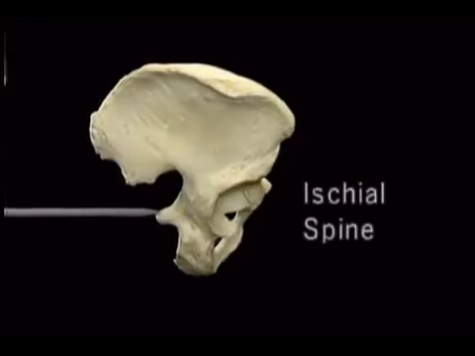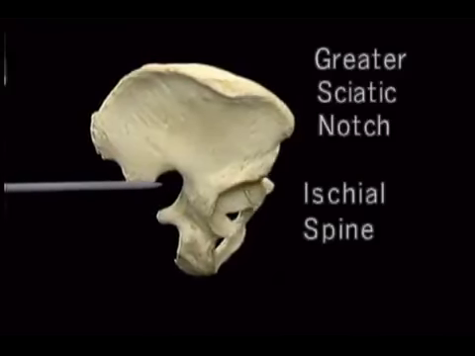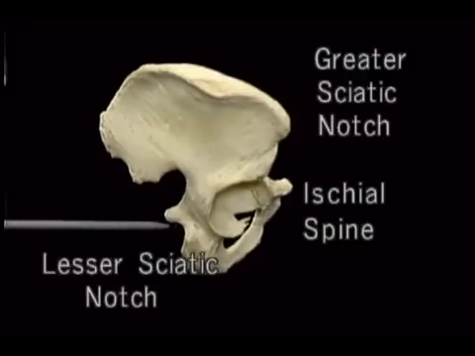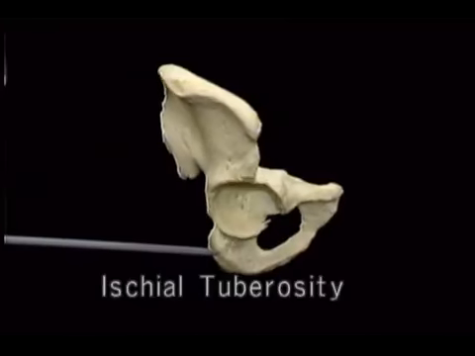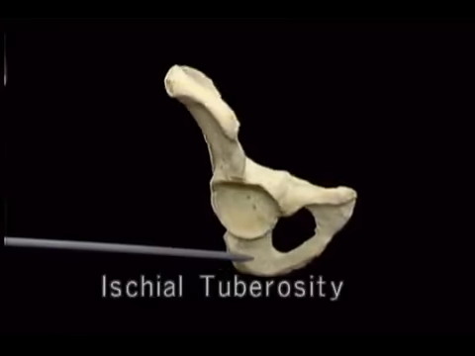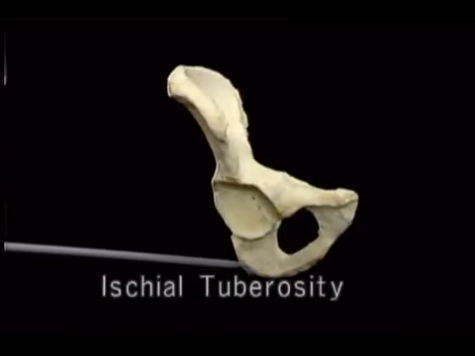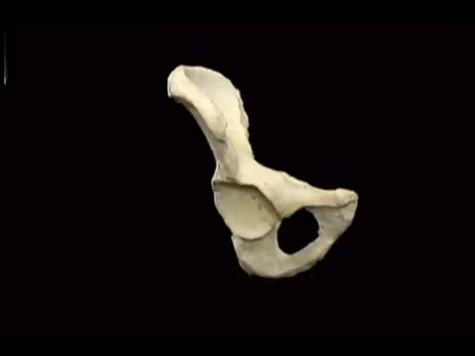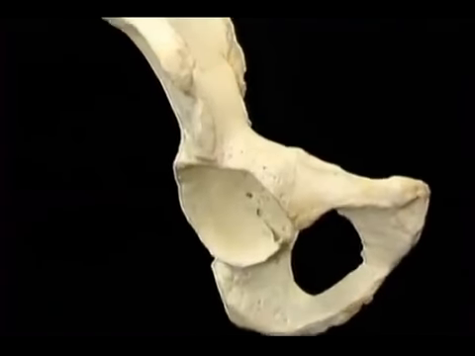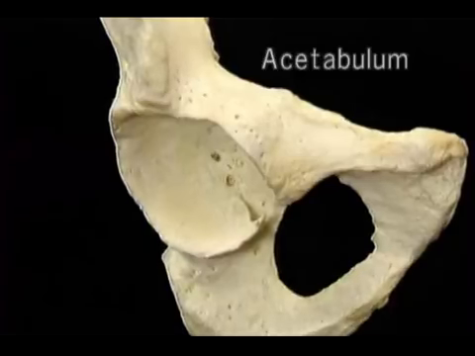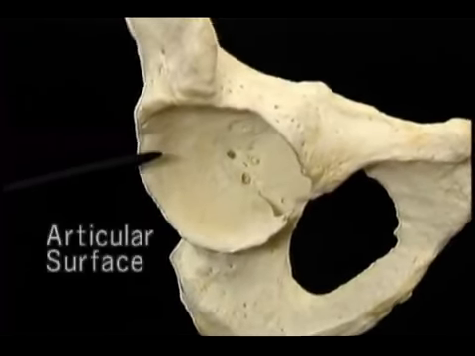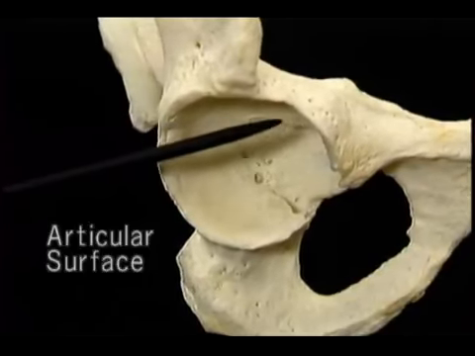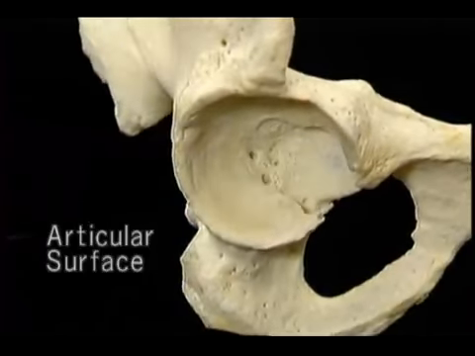This is the ischial spine, with the greater sciatic notch above it and the lesser sciatic notch below it. This is the ischial tuberosity. The ischial tuberosity is another area where many muscles attach. It's also the part of the hip bone that we sit on. The socket for the hip joint is called the acetabulum. This broad, smooth area is the articular surface. We'll see it again in a minute with the articular cartilage intact.